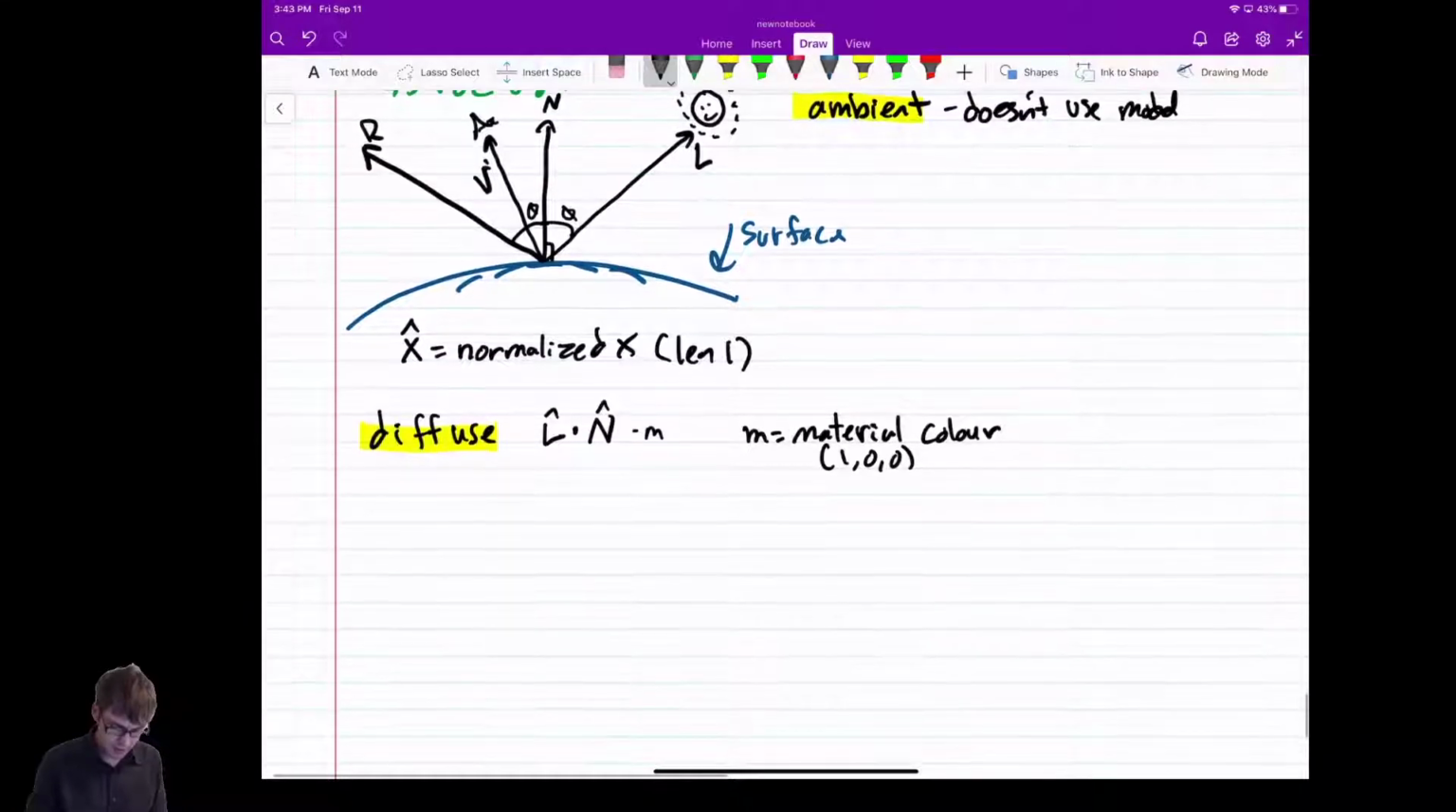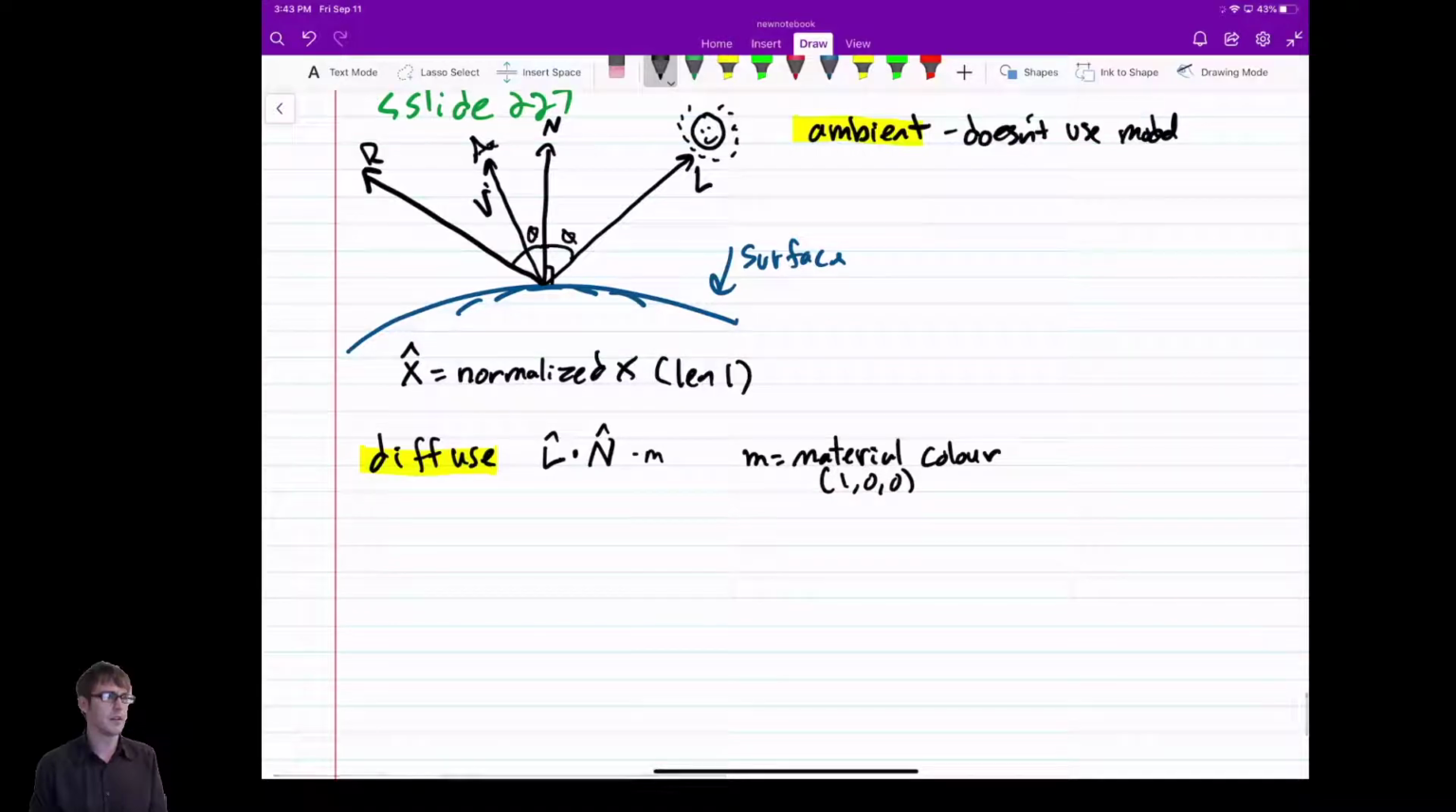But let's talk a little bit about what just happened here with this dot product. What on earth does this mean? Well, first of all, let's highlight that L and N are both length 1 because they're normalized, right?